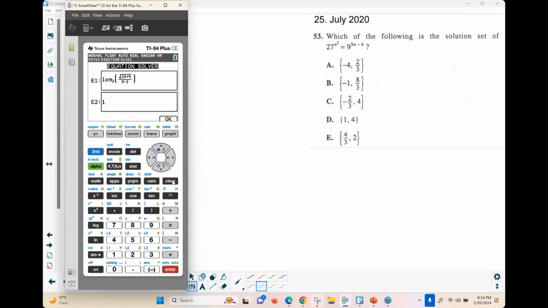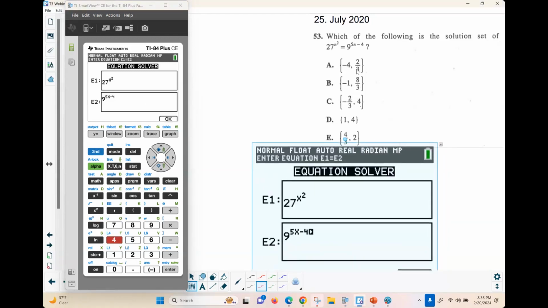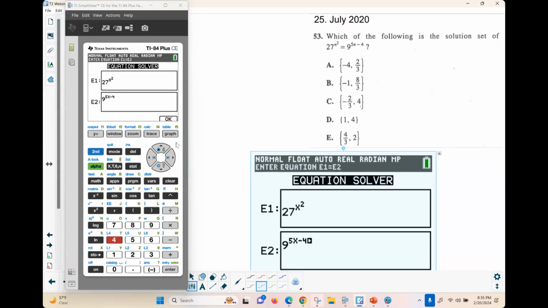And I'm going to clear out this side and type in the left-hand side, 27 raised to the, I can't use n, I do have to use x. So I'm going to type in x and then squared. Clear. And then the other one will be 9 raised to the 5n minus 4, which in this case will be 5x minus 4. Again, let me double check, make sure I have that correctly. Okay.